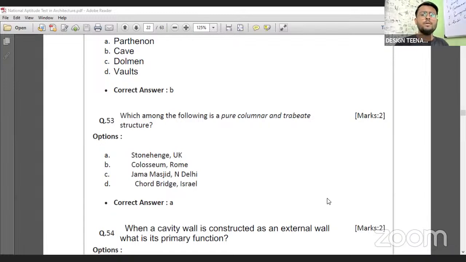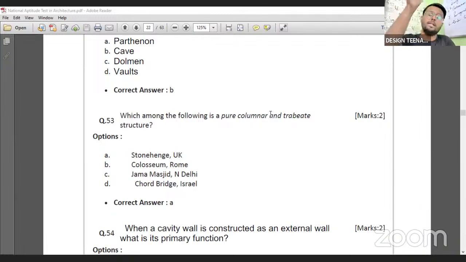Anyways, which of the following is a pure columnar and pyramidal structure? So these are some of the things where you need to, for example, this one. This is the Stonehenge, UK. Now, how will you understand this? What they are telling is a pure columnar and trabeated structure. Have we discussed this in class or not? When we were discussing the timeline of architecture.